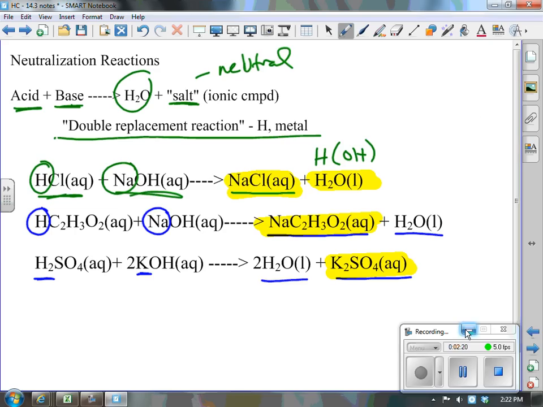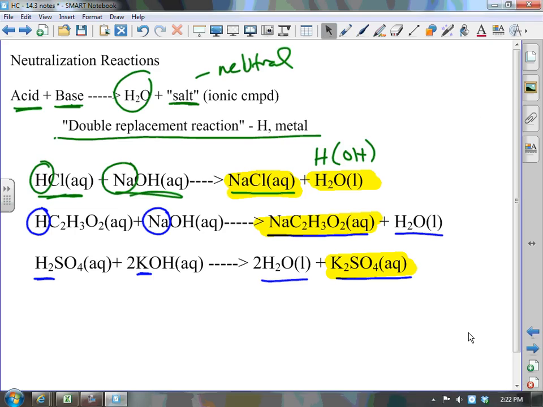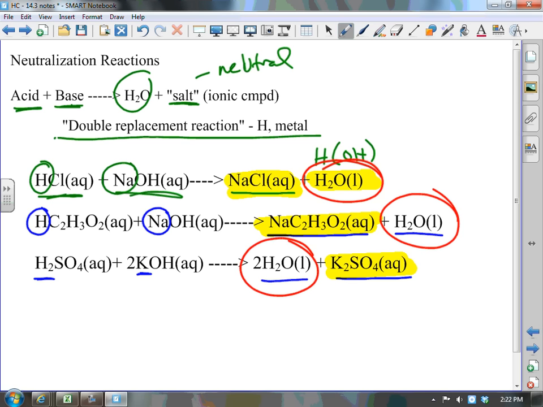Now, we think of salt as sodium chloride, but it's not just sodium chloride. It is any ionic compound that's soluble in water. Okay. So when they say write the neutralization reaction, that's what it is. It's a double replacement reaction of a hydrogen and a metal. The piece you've got to pay attention to is recognizing that we are actually making water, and it's a liquid substance.